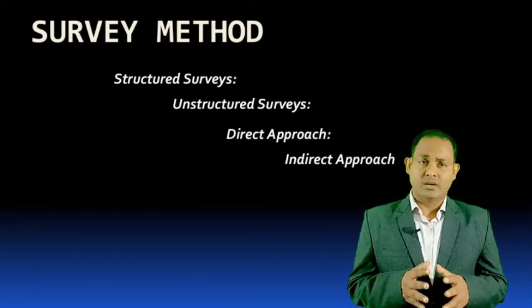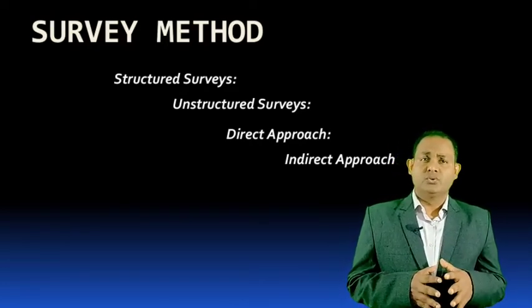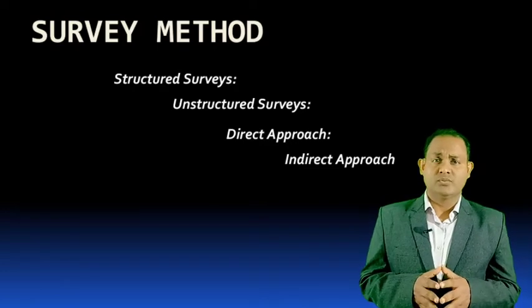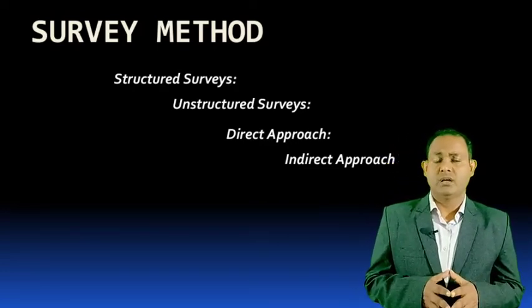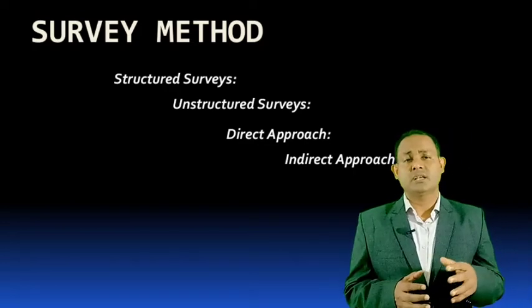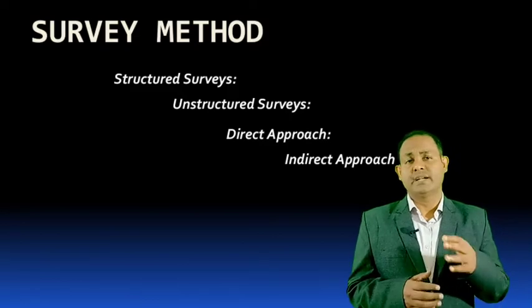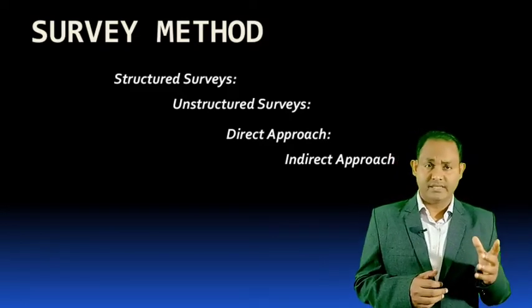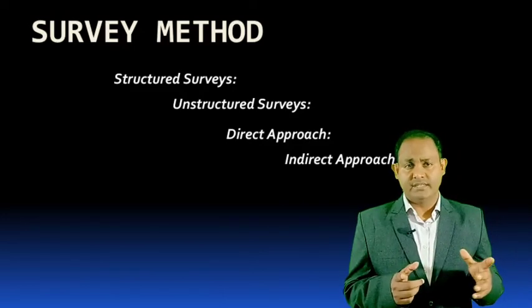Now I explain one by one. Basically, a structured survey uses a formal list of questions and asks all respondents in the same way. An unstructured survey lets the interviewer probe and guide the interview according to the respondent's answers. And survey research may be direct or indirect, very important.